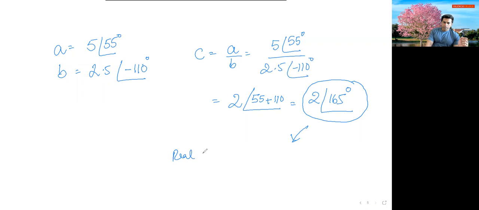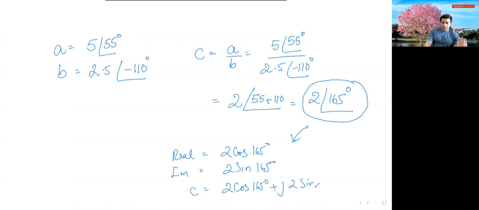So if I have to convert this back into rectangular form, my real part is going to be 2 cosine of 165 degrees, and my imaginary part is going to be 2 sine of 165 degrees. So my number, C, will be 2 cosine 165 degrees plus J 2 sine 165 degrees, which is pretty straightforward, of course. So generally people prefer to convert the number from rectangular form to polar form, then perform the division operation, and then go back to the rectangular form. But whichever way you find it easy, you can do it.